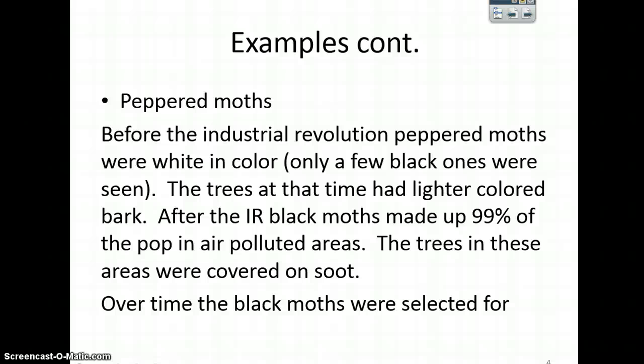Industrial Revolution, we had factories being produced. The factories burned coal. Coal is very dirty. It left soot on these trees. The trees didn't turn black, but the outside of them were covered with a black soot from the coal. So as you can imagine, year after year after year, the trees are getting darker and darker and darker.